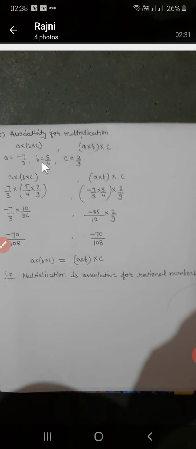associative property for the multiplication. You have to calculate a multiply bracket b multiply c, then in the bracket a multiplied by b, then multiplied by c. Similarly, we take values for a minus 7 by 3, for b 5 by 4 and for c 2 by 9. If we calculate both the values, it will come equal, is equal to minus 70 divided by 108.